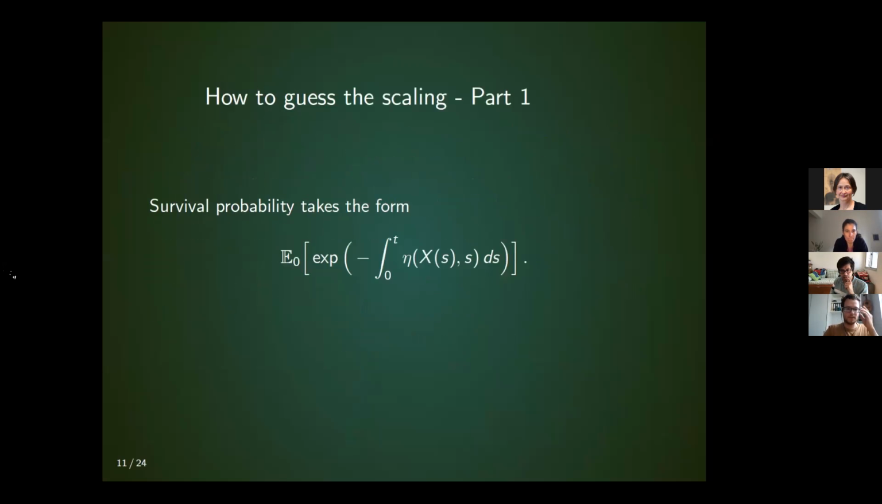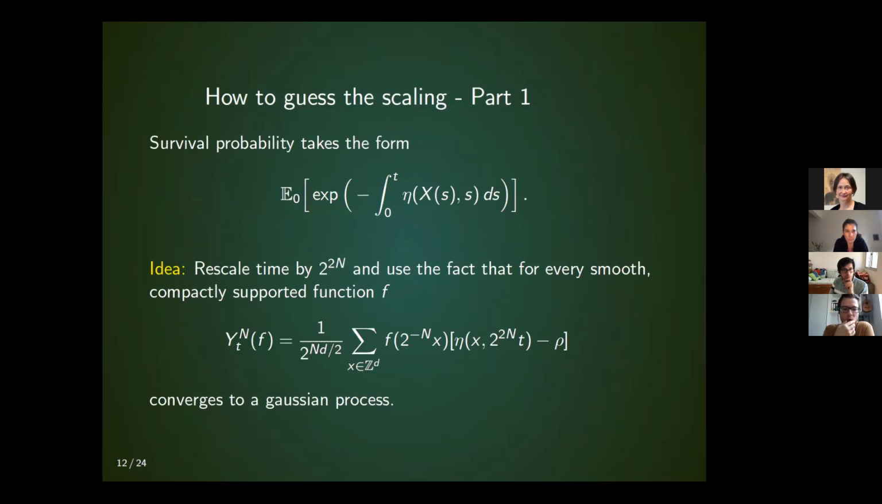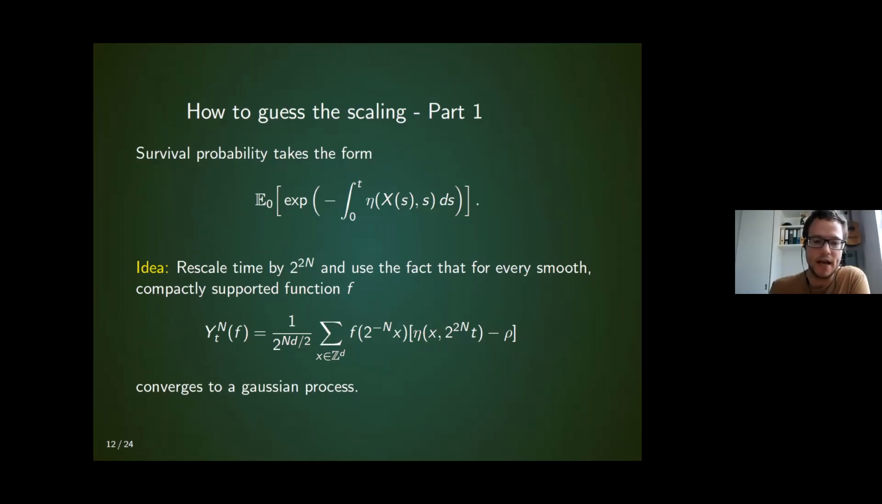Okay. What I'd like now to show is really how you can kind of guess the scaling. First of all, what we know is we know how to rescale the random walk, right? So the next thing that you need to figure out is how you can really scale the exclusion process. What is known is that if you take a smooth, compactly supported function f, and you define this functional here, then this functional converges to a Gaussian process. So let's have a look at it to try to understand.